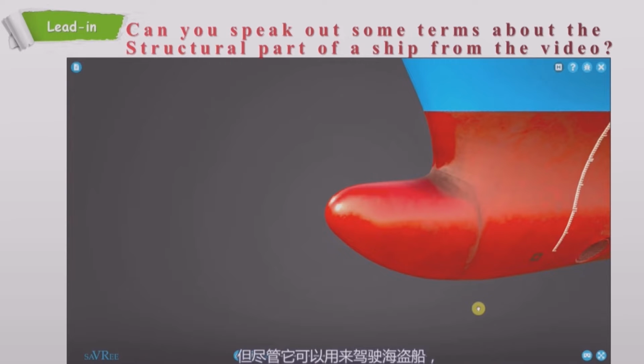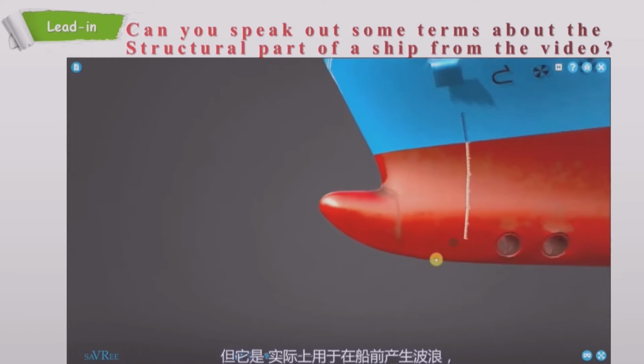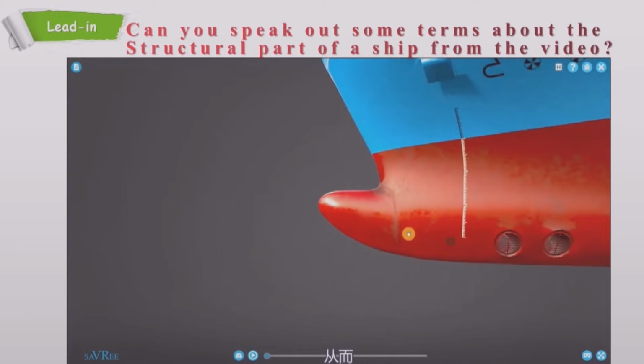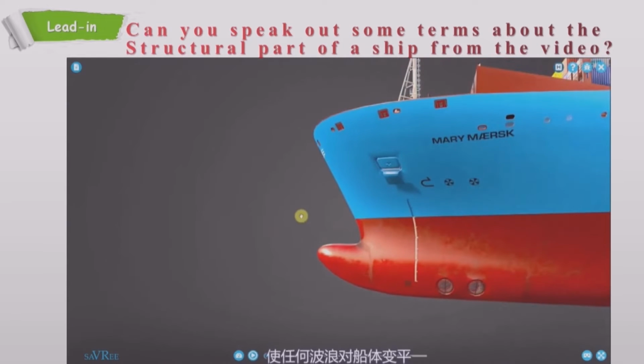Although it could be used for ramming pirate ships, or, as some people believe, for impregnating female ships to make little tugboats, it's actually used to create a wave in front of the vessel, which has the resultant effect of flattening any waves against the hull and reducing drag and thus increasing efficiency. There's a bit more to it than that, but we can discuss that in another video.